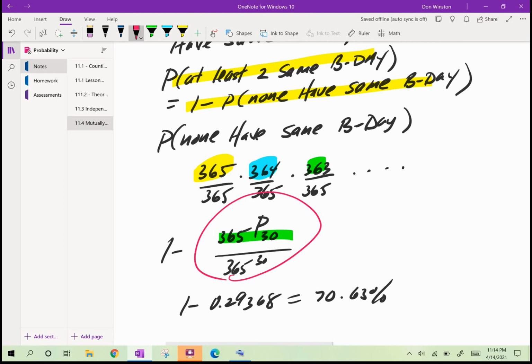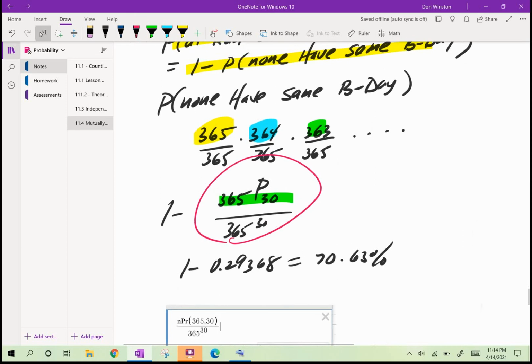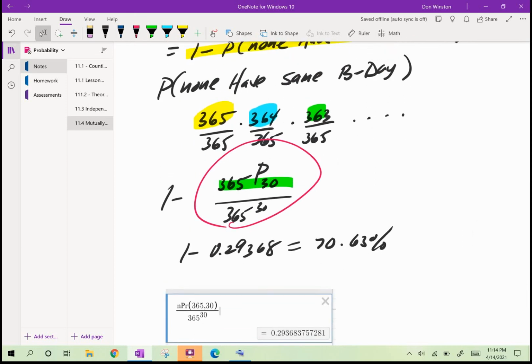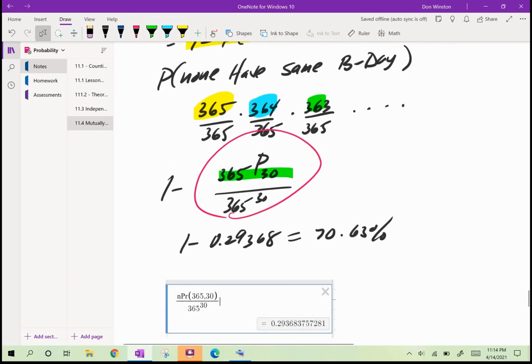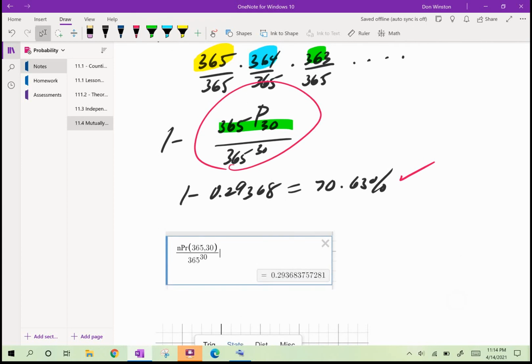So the probability that at least 2 people have the same birthday is 1 minus the probability that nobody has the same birthday. And with 30 people, it's a pretty high probability, almost a 71% chance that somebody is going to have the same birthday. And doing this problem, I actually did it in decimals because these numbers get large. Okay, so I just did that in decimals. That was the probability that everybody has a different birthday.